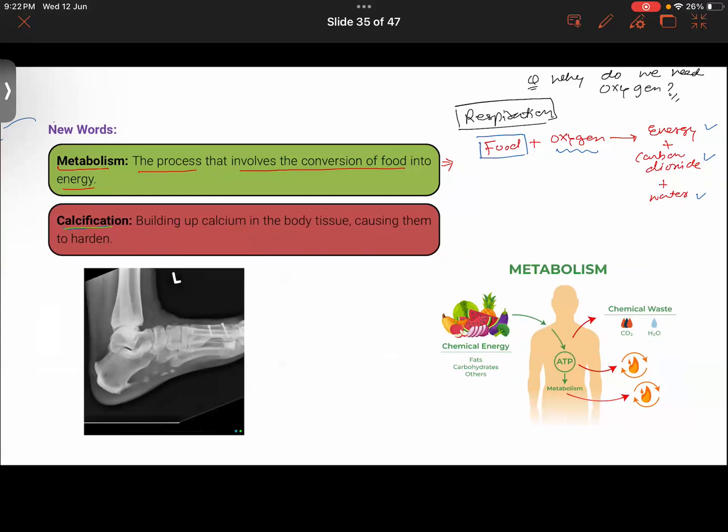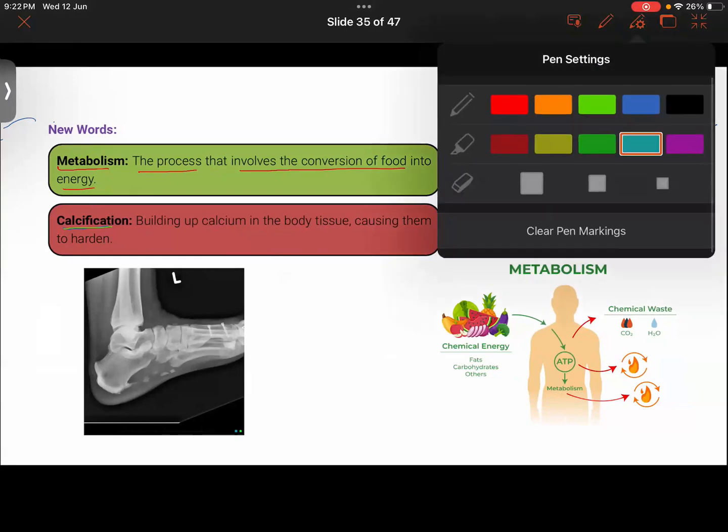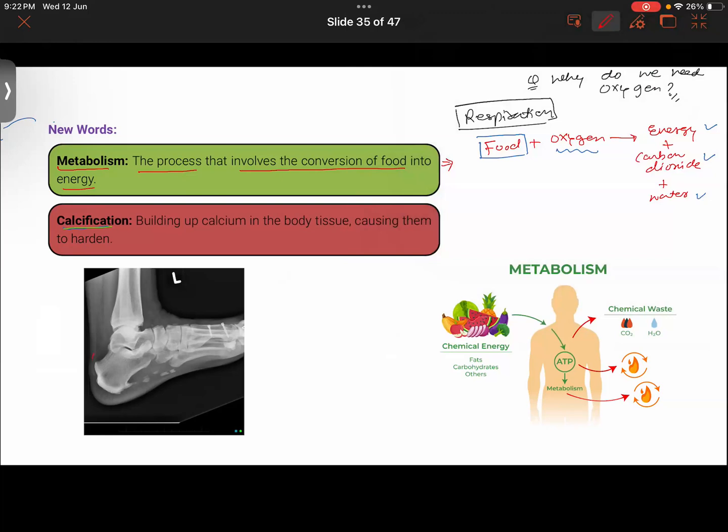See what has happened over here. Look at this portion of the leg where I'm going to circle this portion. This portion is actually an overgrowth. It is overgrown. This whole portion that you see over here, this much portion, is an overgrown portion. Why? Because calcium has accumulated in this part of the bone.